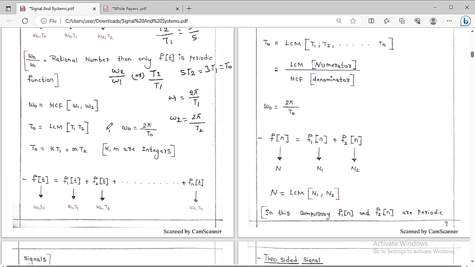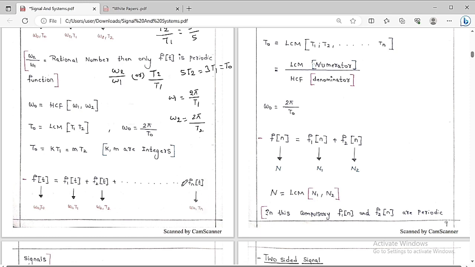So let's go for the generalization. Suppose you take so many signals, all of which are periodic signals, and you do the addition or subtraction. All these are periodic signals. This signal has a time period of t1 and a frequency of omega 1, these periodic signals have a time period of t2 and a frequency of omega 2, and these signals have a time period of tn and a frequency of omega n.